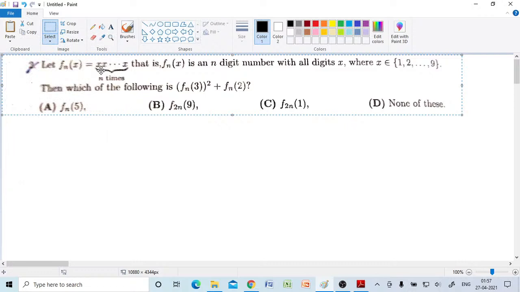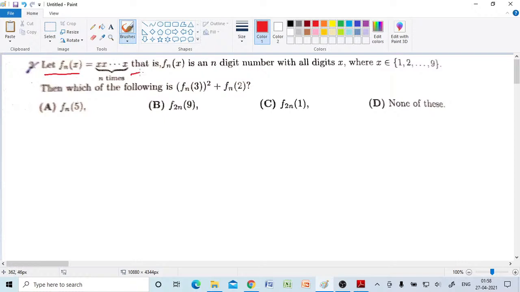Okay, so what we have here? We are given a sum. So this is not a sum. We are just given an expression which says that f_n(x) is basically a series of x. Now these are not multiplied. We see that these are n digit numbers.